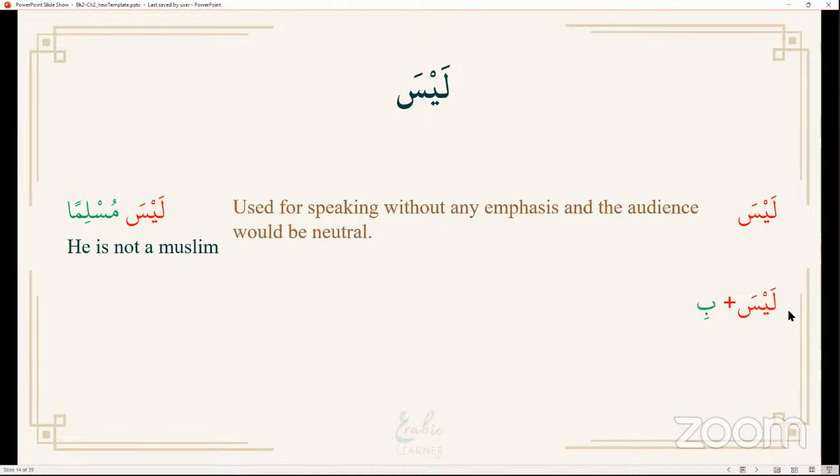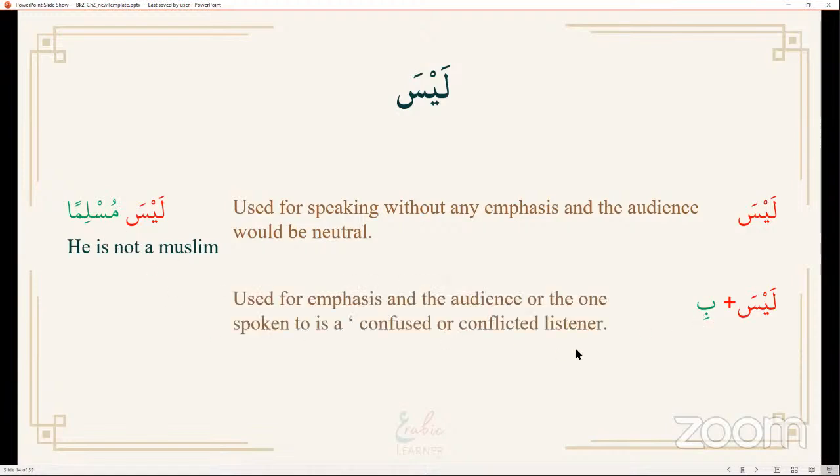But if I am using Ba combined into khabar, then there is an emphasis. That means the person or the audience to whom I'm talking has some doubt in his mind. He's confused or he has some conflict with me. So I have to convince him with some emphasis. So I will say, Laysa bi Muslimin, which will mean he is definitely not a Muslim. Okay? Laysa bi Muslimin. He is definitely not a Muslim. Is it okay?